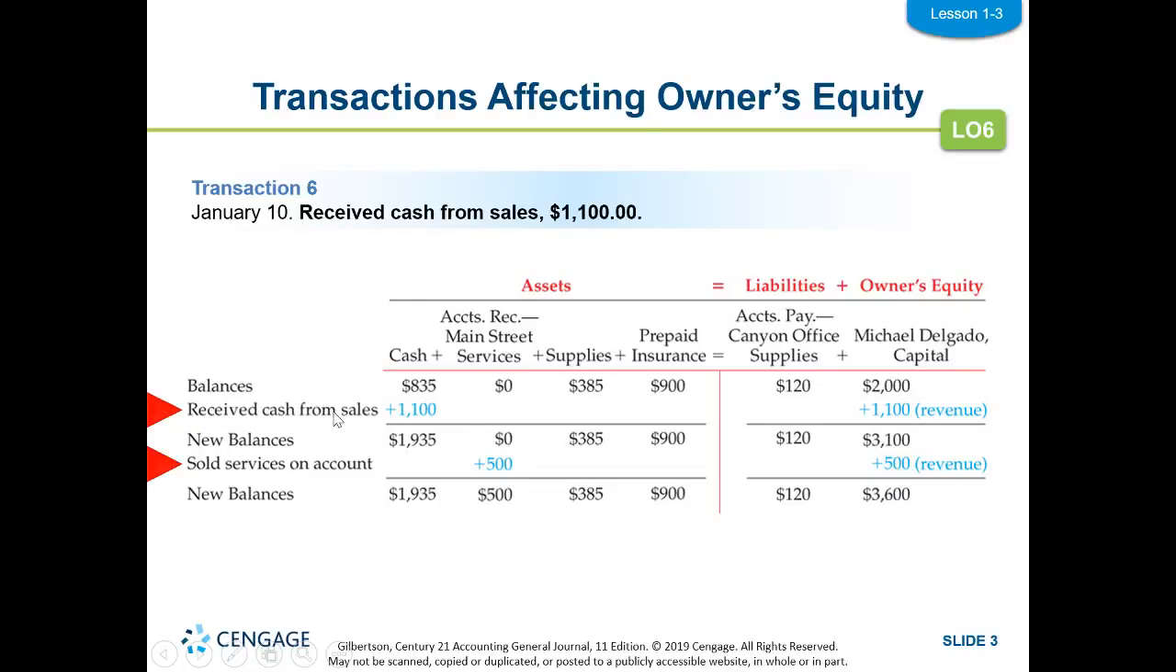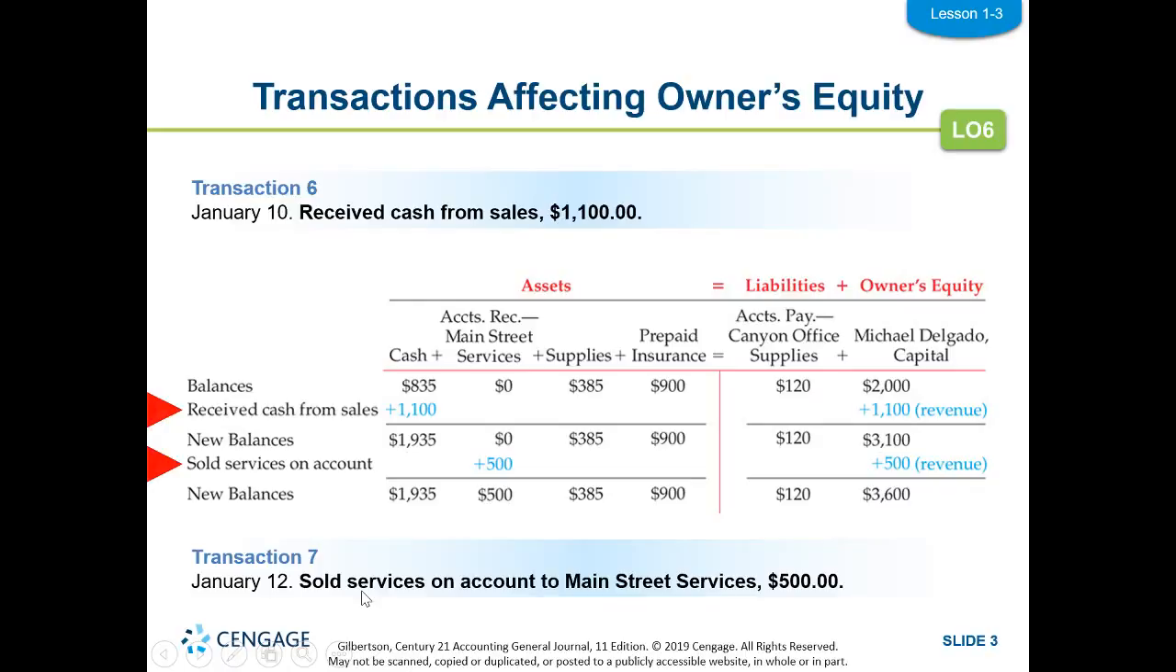So with this, we received cash, so our cash goes up. We add 1,100. We go across the equal sign, so we have to do the same mathematical step. So we add $1,100, and we're going to put revenue in parentheses so we know why that capital was changed. If we add to cash, we have a new balance of $1,935 and a new capital account balance of $3,100. And if we look at it, our equation is still in balance.